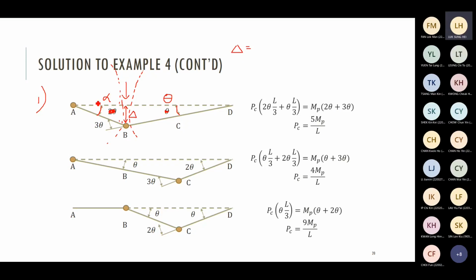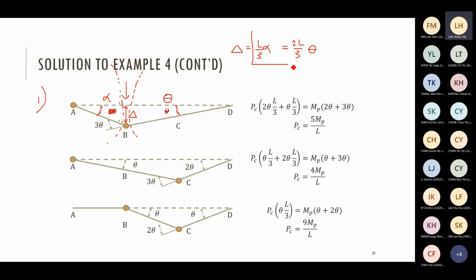On the left, if you want to express delta using the left-hand side circle, the value is equal to L over 3. I think the total length is L, right? The distance between A and B is L over 3 times alpha. This is the expression obtained using the left-hand side circle. Similarly, you can express delta using the right-hand side circle, the bigger circle. This time, the radius is 2L over 3. The angle is theta.